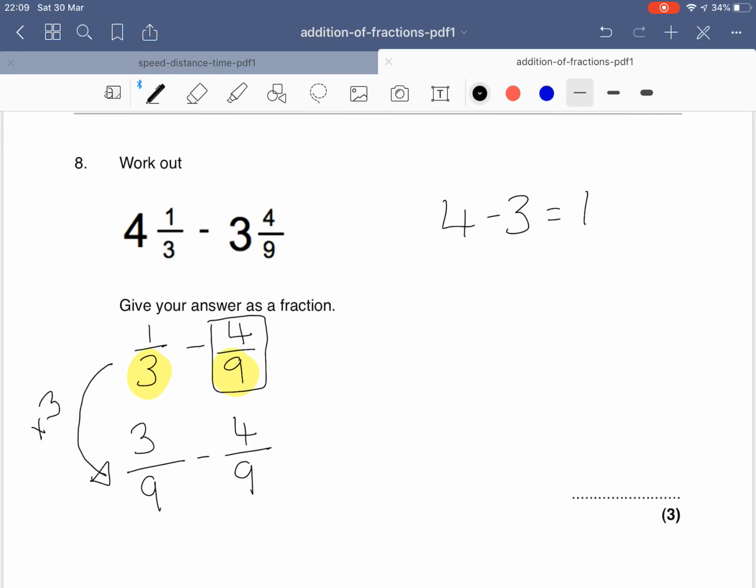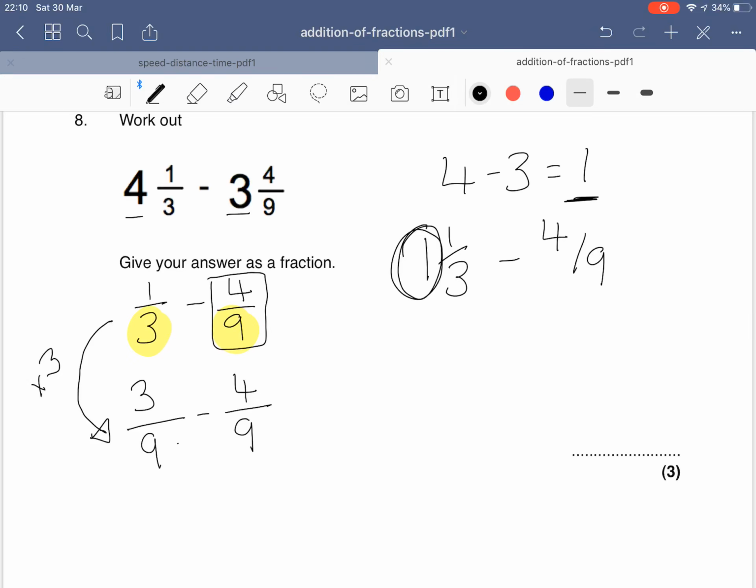Well, we can't do that. So we're going to have to come back to our number 1. Because we would be left with 4 take away 3 gives me 1, I'd actually be left with 1 1/3 take away 4/9. So we're going to have to add a whole to our 3/9. So when we add a whole, 1 whole would be 9 out of the 9.